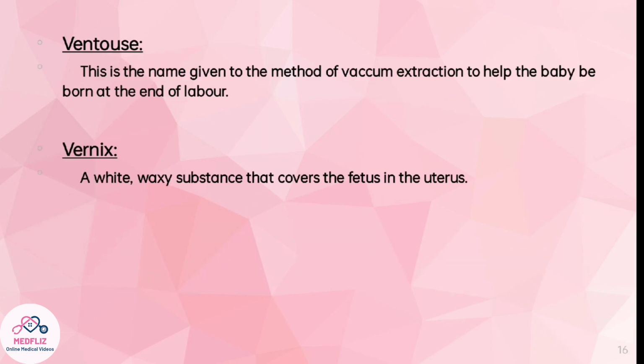Ventouse, this is a name given to the method of vacuum extraction to help the baby be born at the end of labor. Vernix, a white waxy substance that covers the fetus in the uterus.